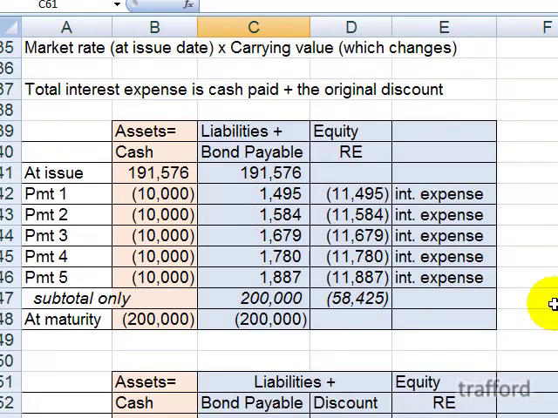For this class, let's just use this first method I showed you for transaction analysis. It is a little bit more straightforward, I think, a little bit more intuitive to see the carrying value of the bonds grow over time. So we'll use this approach in any of our discussions.